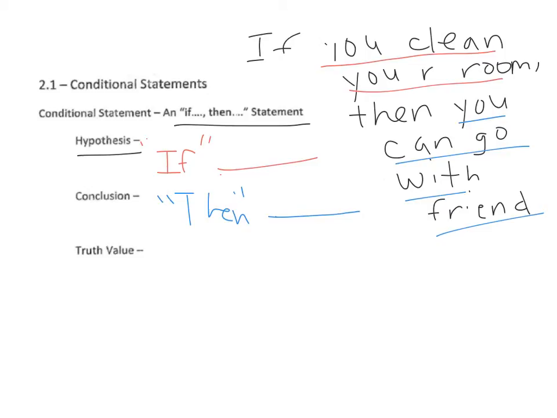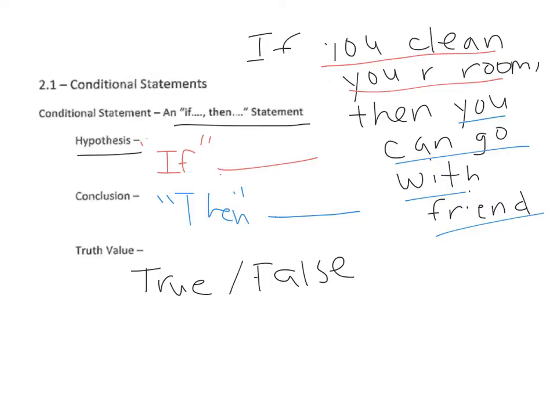The truth value is whether or not the statement is true or not. So is the statement true or false? In this case, if your parents tell you if you clean your room, then you can go with your friends, that's a true statement. But sometimes not all conditional statements are true.